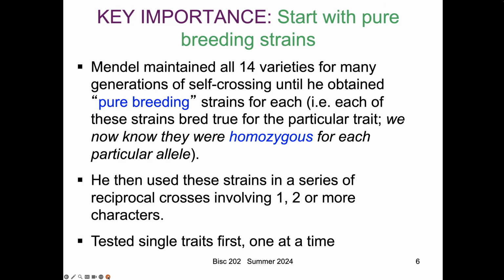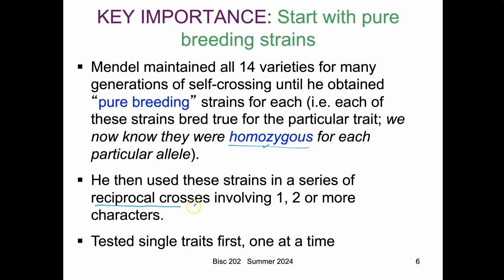And he had to keep breeding them for many, many generations, several years of work, until he was able to obtain strains that were pure breeding. We now know that they were homozygous, and we'll talk about what that means in a few minutes. But he called them pure breeding because, of course, he didn't know about homozygous or heterozygous; genes hadn't even been discovered yet. And then he used those strains, the pure breeding strains, in a series of reciprocal crosses.